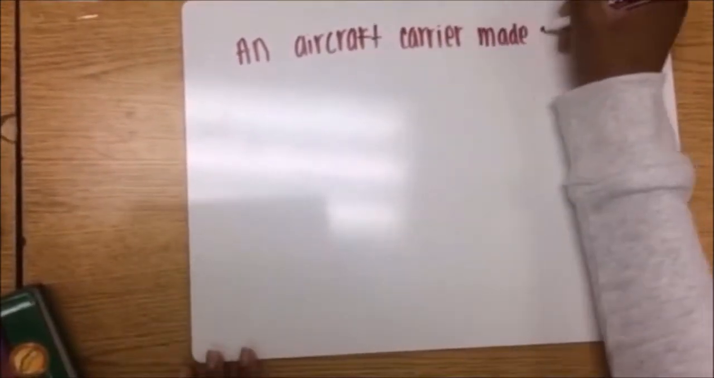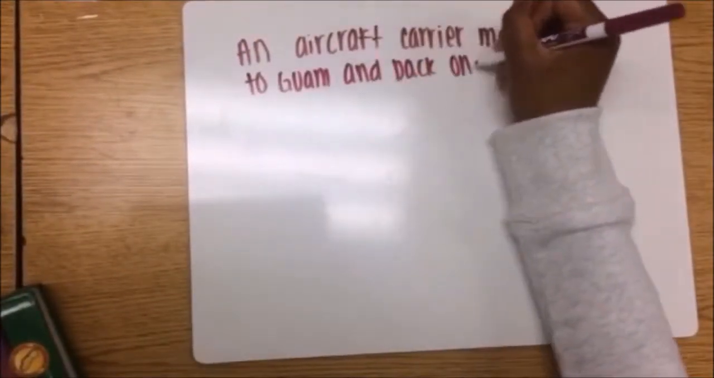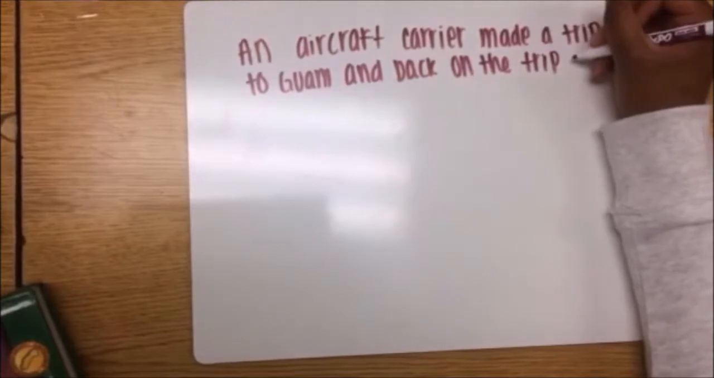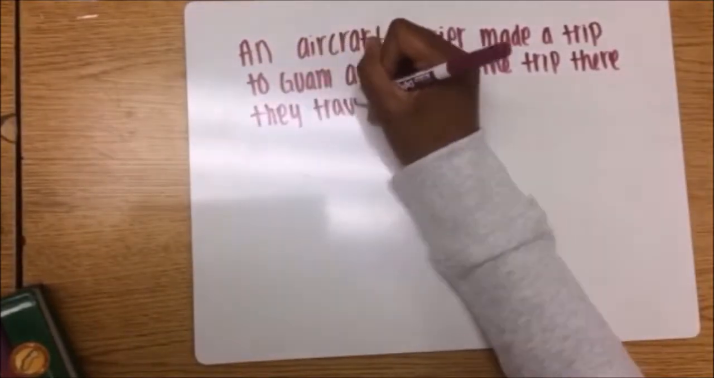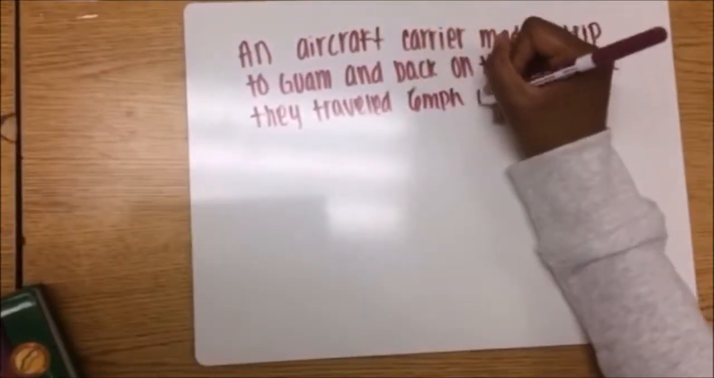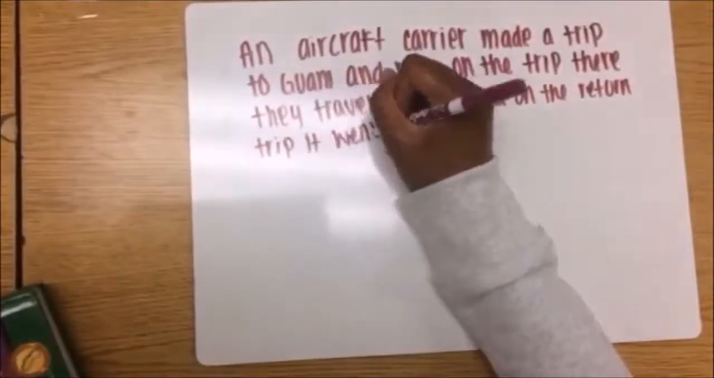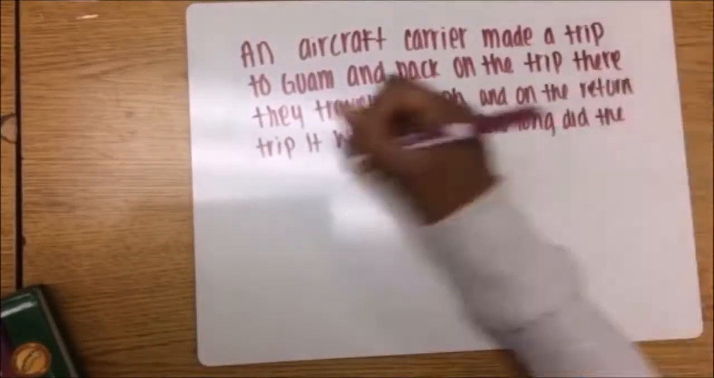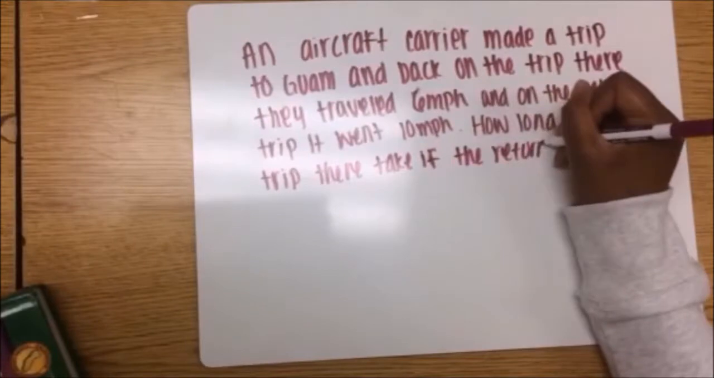An aircraft carrier made a trip to Guam and back. On the trip there, they traveled 6 miles per hour, and on the return trip it went 10 miles per hour. How long did the trip there take if the return trip took 6 hours?